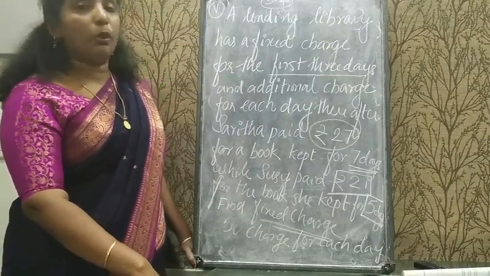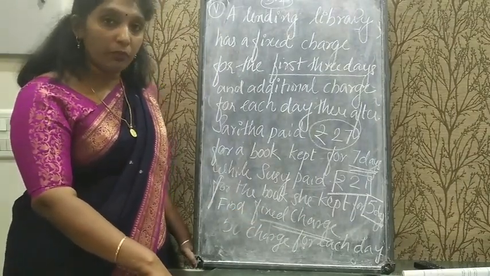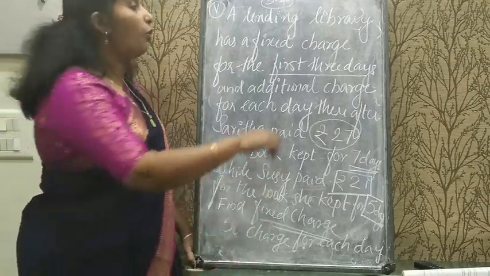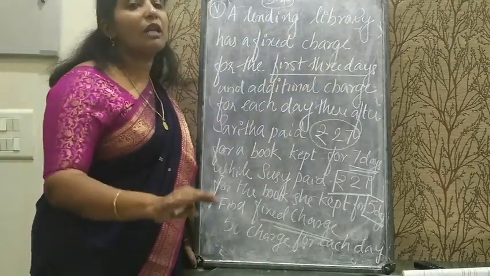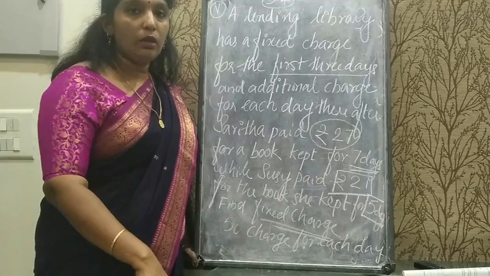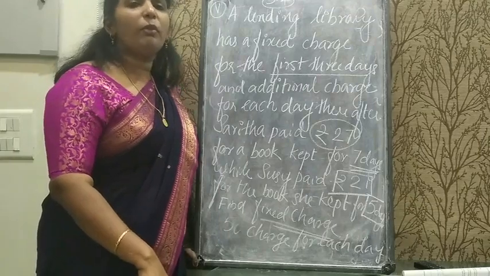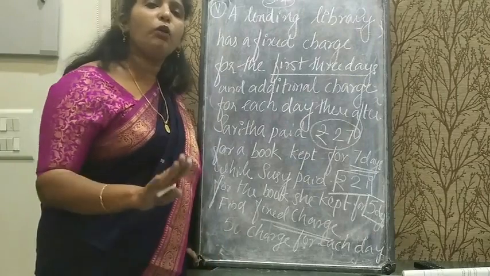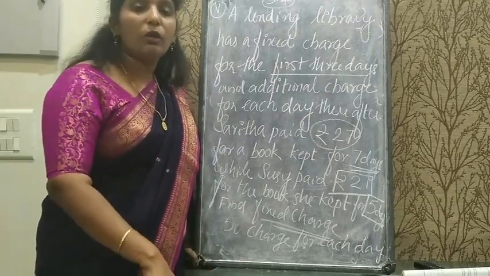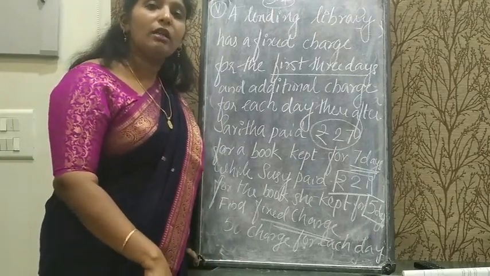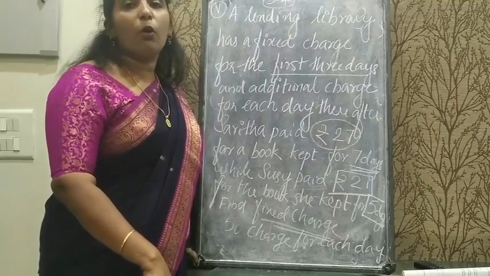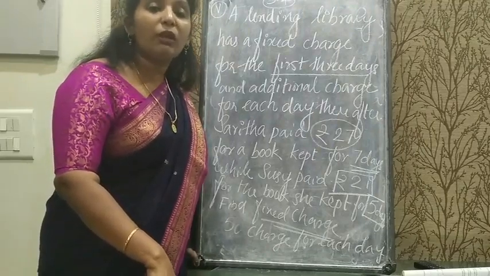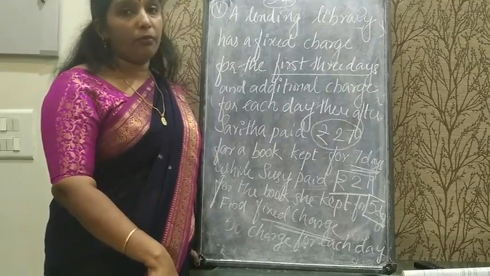From the first statement, you must have understood that for the first 3 days the charge is fixed. It means whether I take the book for 3 days, 2 days, or 1 day, I have to give that fixed amount. So for the first 3 days, the amount is fixed, and we will assume that fixed amount as x.